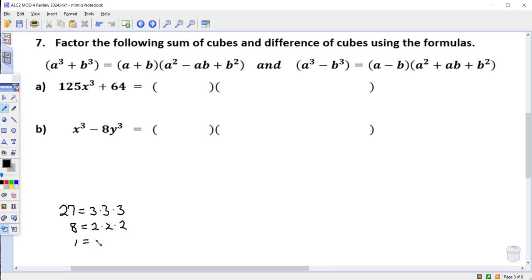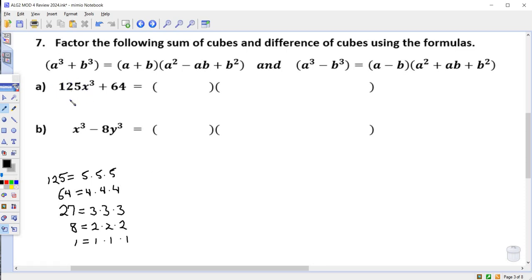1 is a perfect cube because 1 times 1 times 1 is 1. And 64 is a perfect cube because 4 times 4 times 4 is 64. 125 is a perfect cube. So 5 times 5 times 5 is 125. 216 is a perfect cube. 6 times 6 times 6.